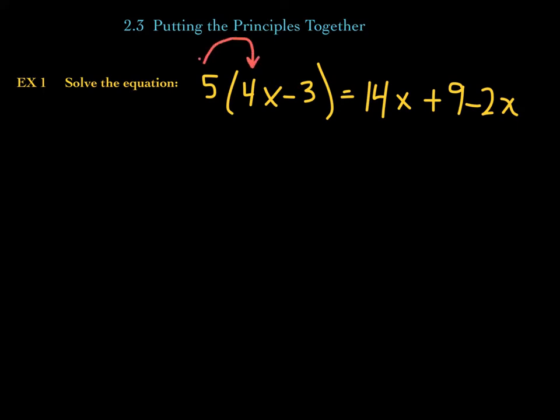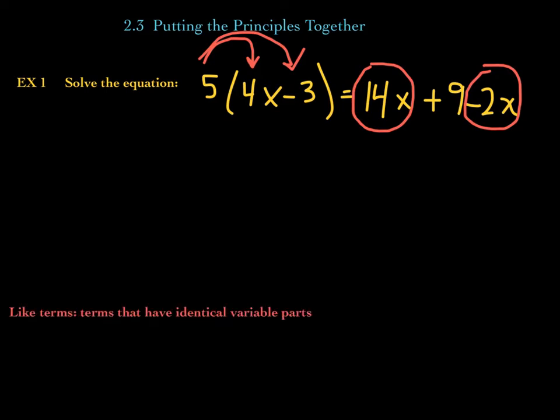Now, every term inside the parentheses must be multiplied by the 5. On the right-hand side, simultaneously, I'm going to combine like terms. Now, this is very important. Like terms are terms that have the same variable and the same power on that variable.